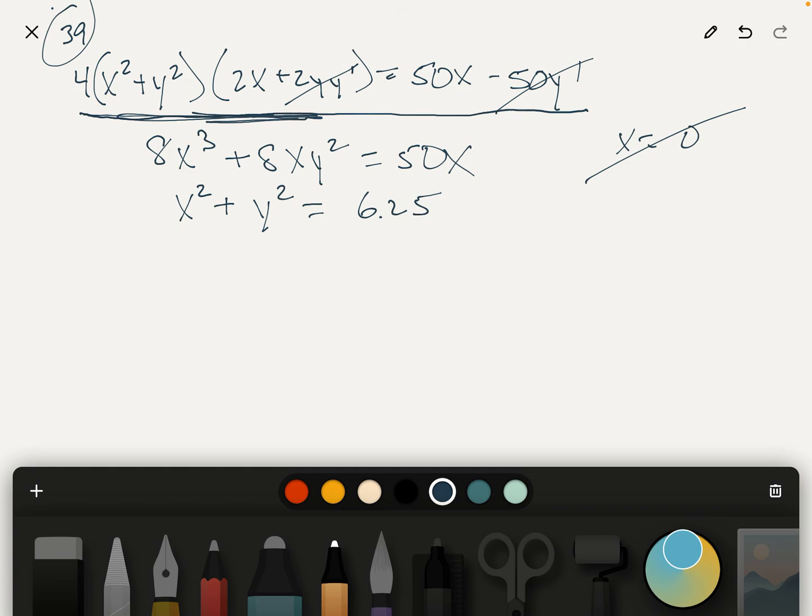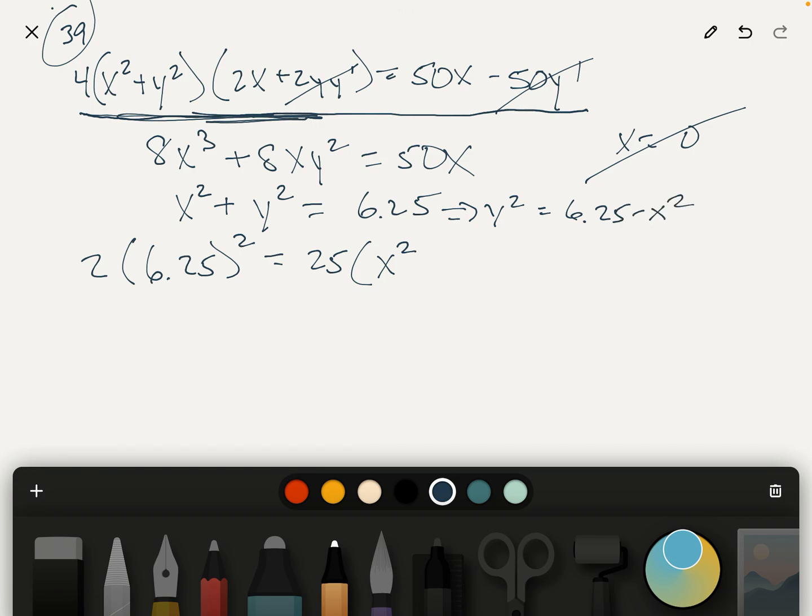We can go back and substitute that into the original equation, and we get 2 times 6.25 squared equals 25 times x squared minus y squared. Well, y squared from here, y squared equals 6.25 minus x squared. So this would be x squared minus 6.25 plus x squared.